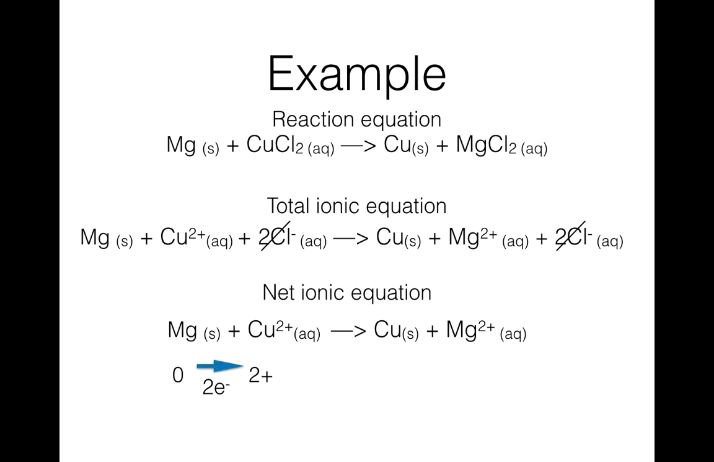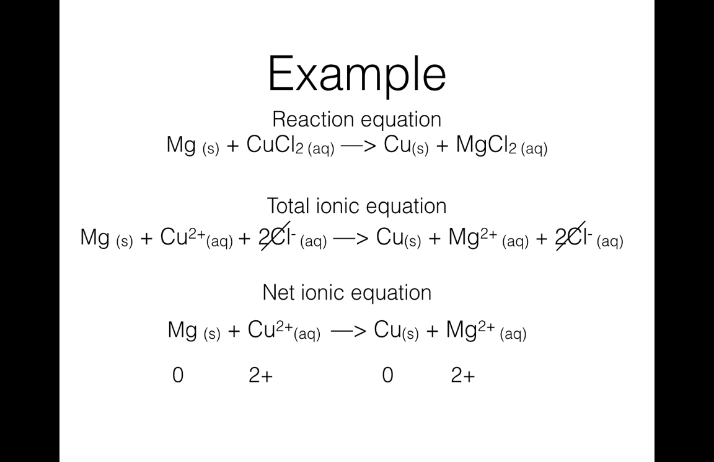So our reduction and oxidation are happening at the same time, and the electrons are being transferred from one species to the other. The result of this is that the copper, which was 2 plus, gains 2 electrons and is now copper 0, a pure elemental form of copper, copper metal. And the magnesium, having gone from 0 to 2 plus, has lost 2 electrons.